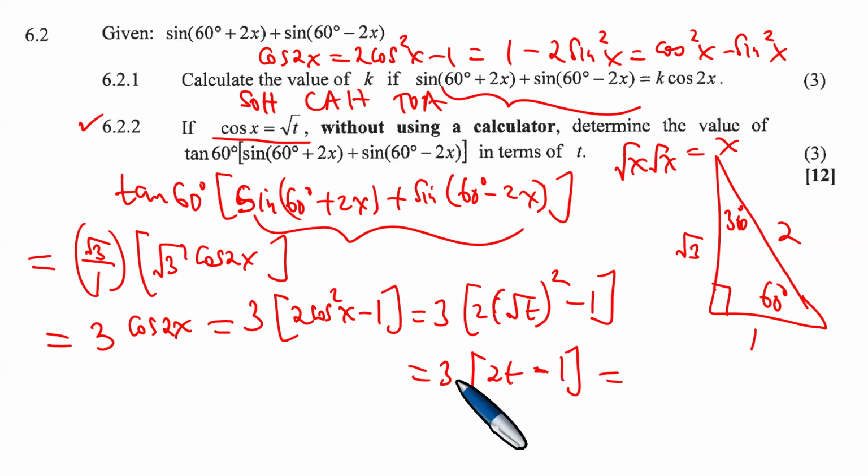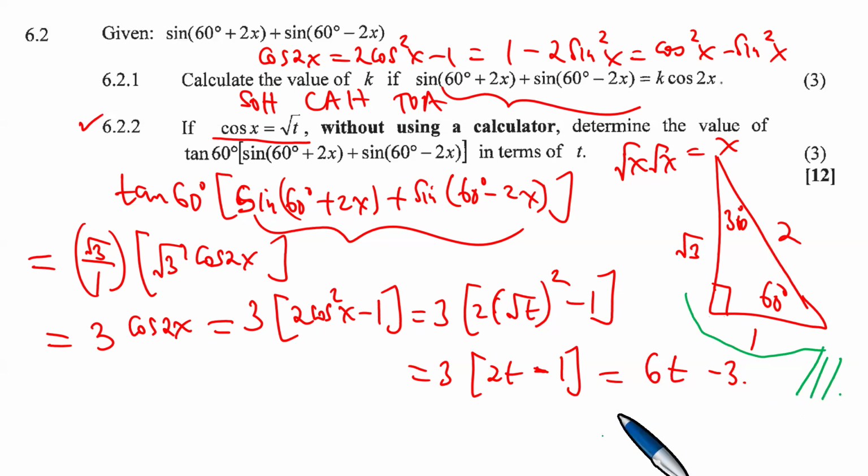And you multiply 3 times 2, that is 6t minus 3. And this becomes the answer to the problem, and therefore we have managed to solve this problem. And the answer is actually exactly 6t minus 3. Okay, we're done for the 3 marks there.